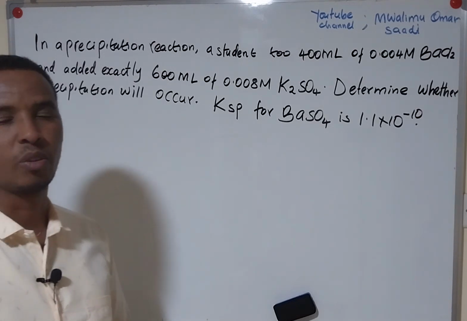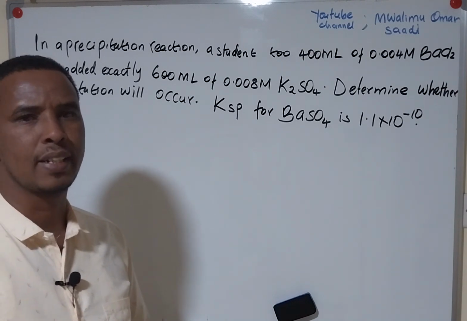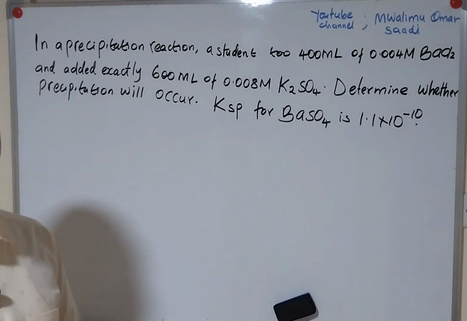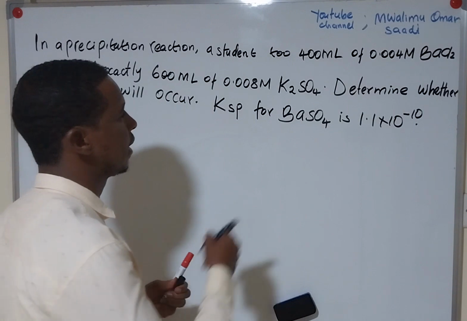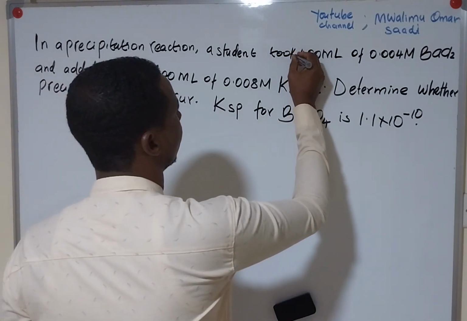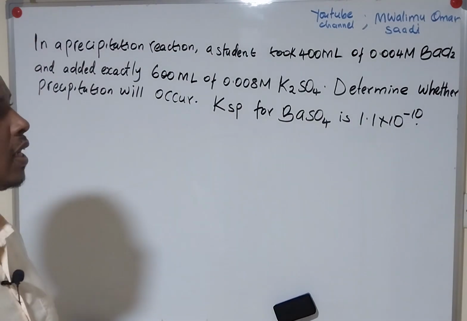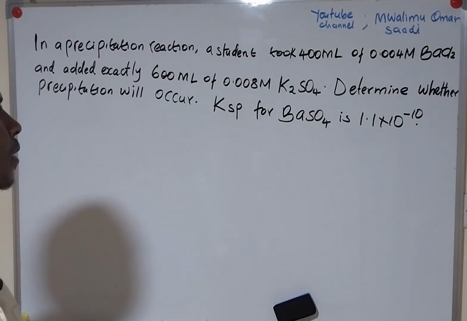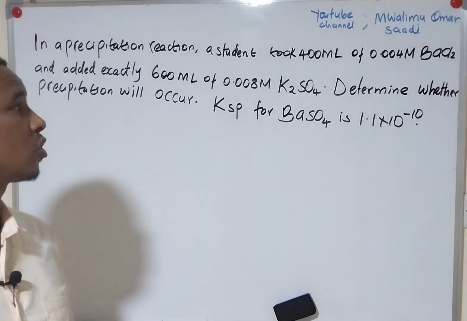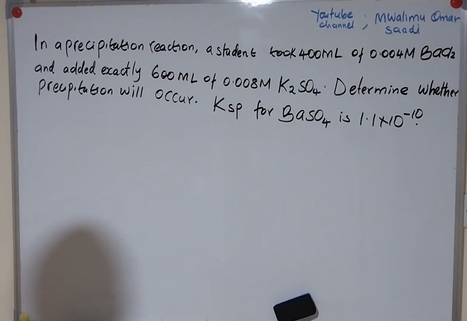So in this discussion, we will see whether precipitation will take place or not. So we are given this question. In a precipitation reaction, a student took 400 ml of 0.004 molar barium chloride and added exactly 600 ml of 0.008 molar potassium sulfate. Determine whether precipitation will occur.